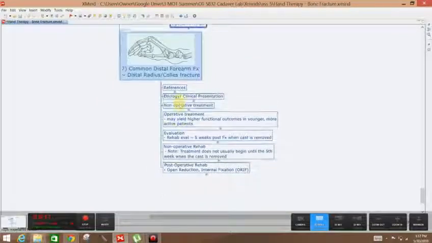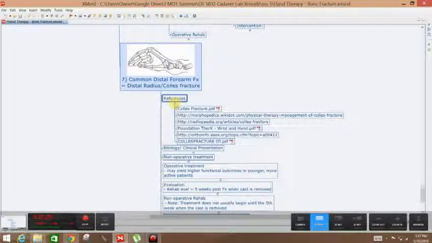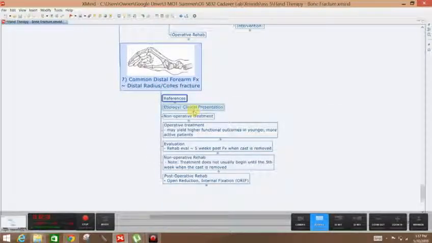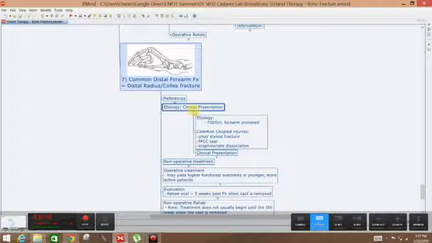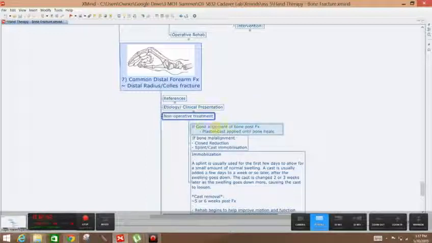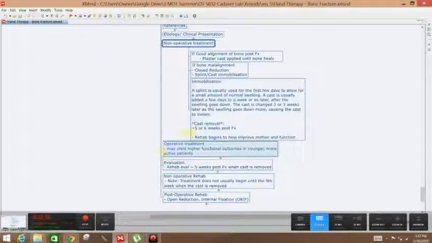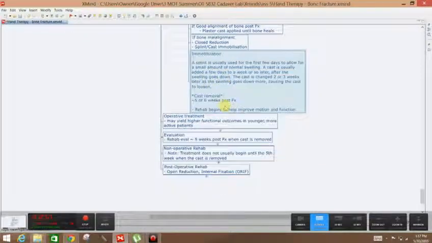And then I have also the second one, which is a common distal fracture of the radius, or a Colles fracture, more commonly called. Also have my references here. The etiology is also a FOOSH, forearm pronated. And there are also coupled injuries, as you can see. They also have the non-operative treatments, which are good alignment of the bony fracture, and a plaster cast would be put on there. Basically, immobilization will occur roughly for 5 to 6 weeks.